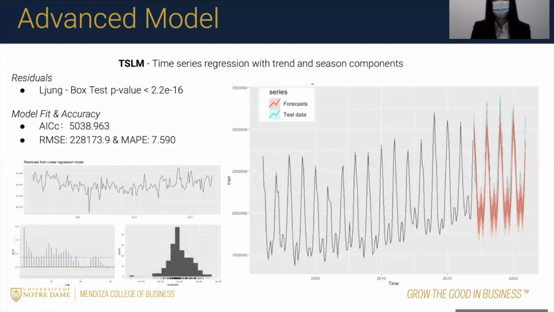However, the p-value of the Ljung-Box test is extremely small, and most lags in the ACF plot lie outside the 95% confidence interval, which indicates the model is unable to capture some information left over in the residuals. Therefore, the accuracy of the time series linear model is just moderate.